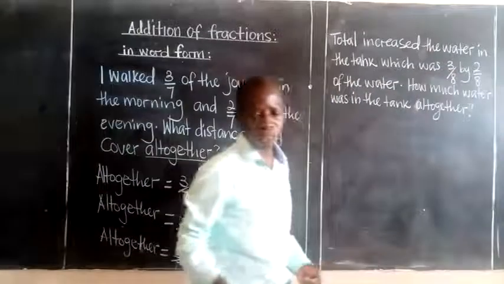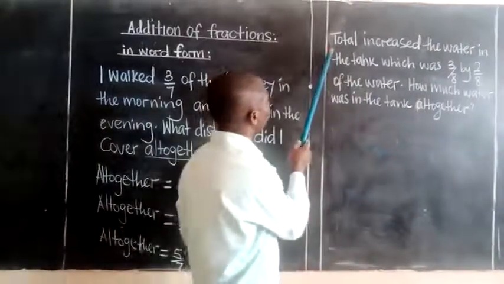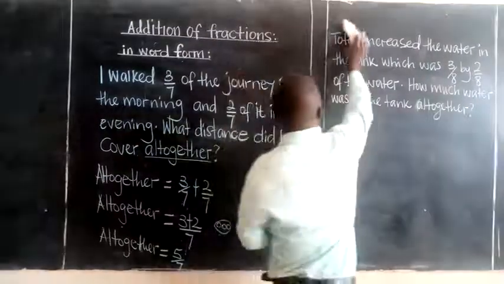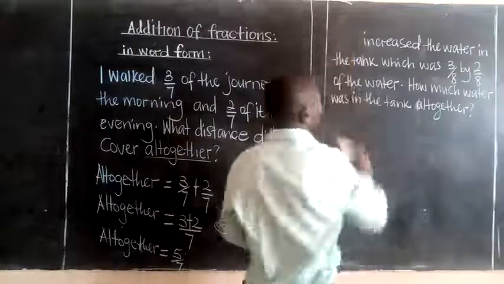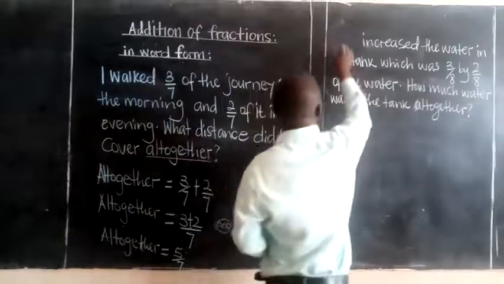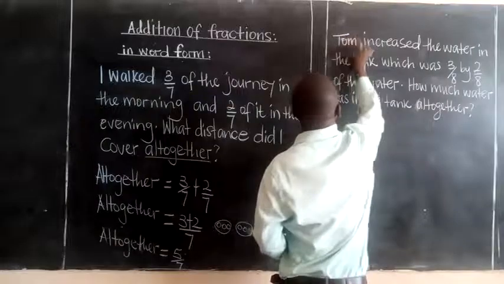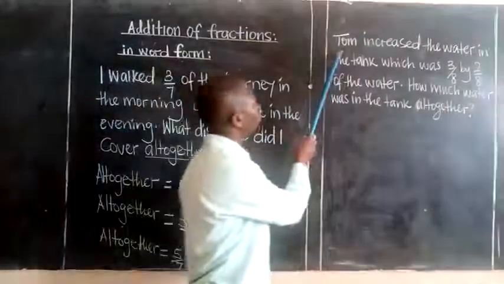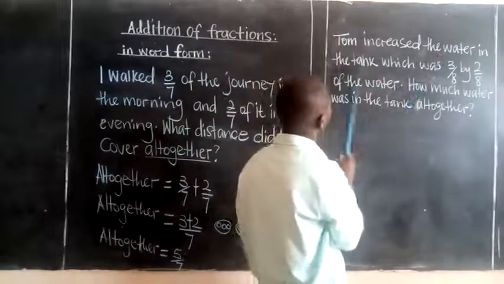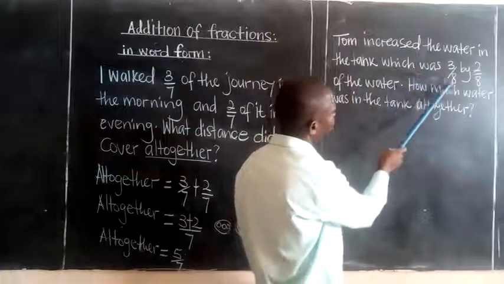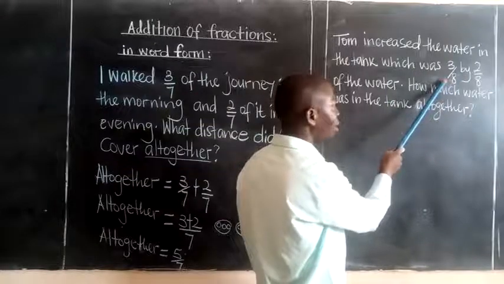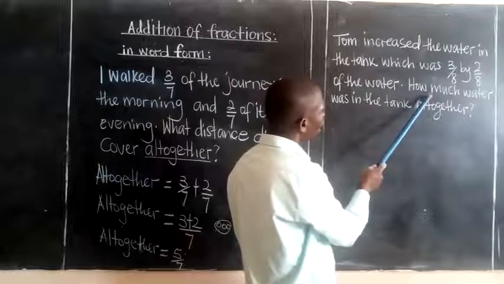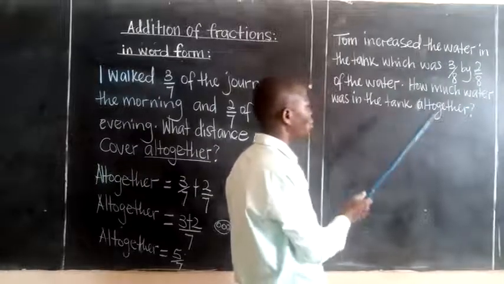Let us first read this statement. This is Tom. So Tom increased the water in the tanker, which was 3/8 by 2/8 of the water. How much water was in the tank altogether?